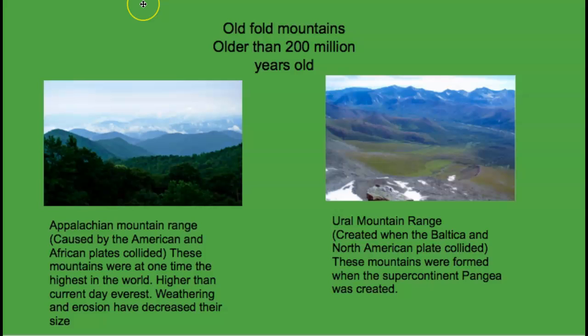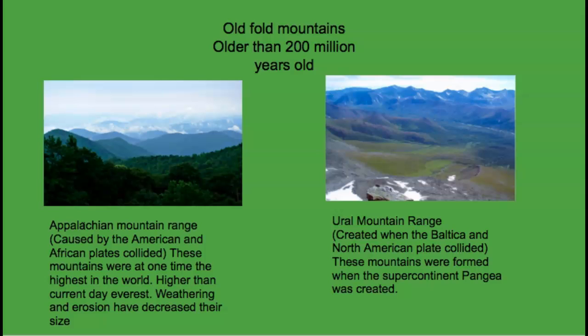Now we have old fold belt mountains too, and these go back to when Pangaea was forming. So the Appalachian Mountain Range, which is the closest mountain range to us, was caused by the American and African plates when they collided. These mountains at one time were the highest in the world, and they were higher than current day Mount Everest. So these mountains were gigantic. What happened? What happened was 200 million years of weathering and erosion, and it's decreased their size quite a bit.